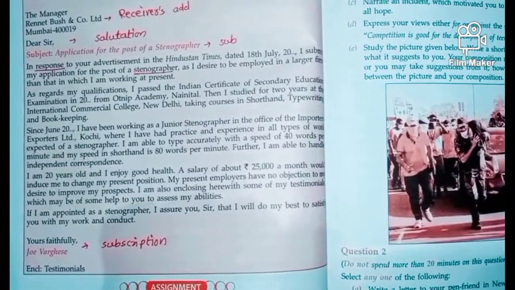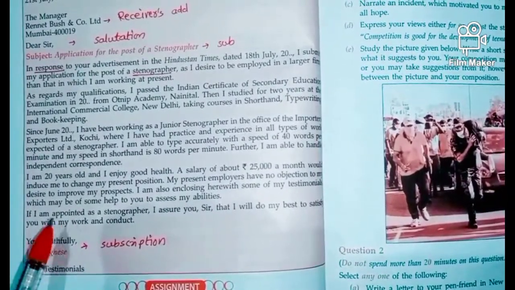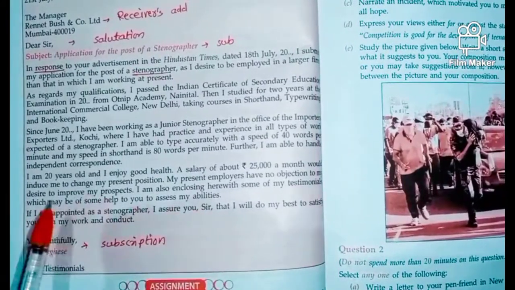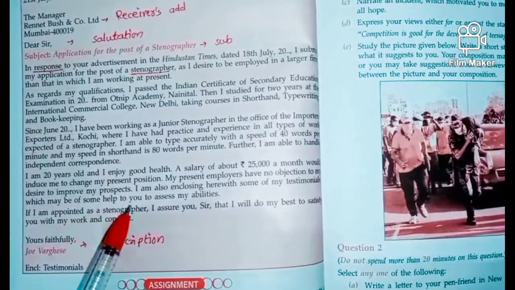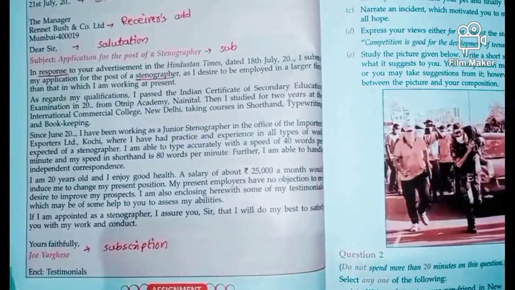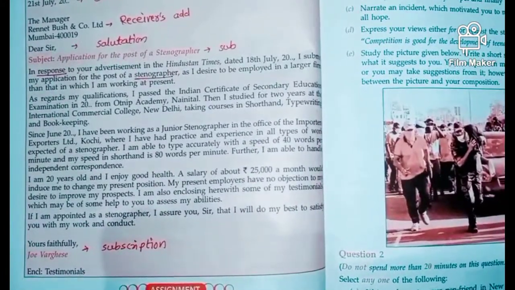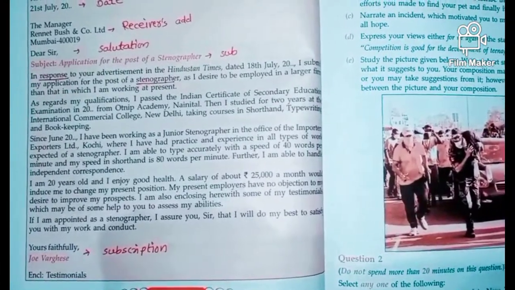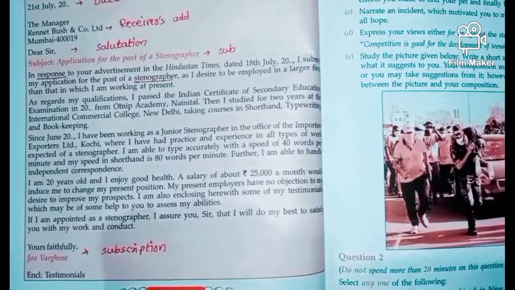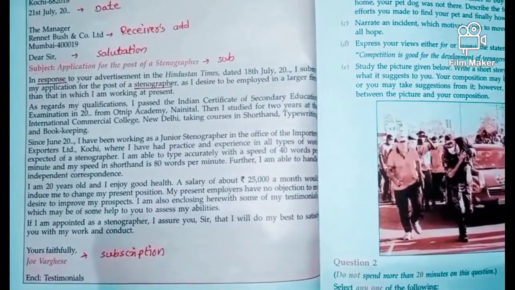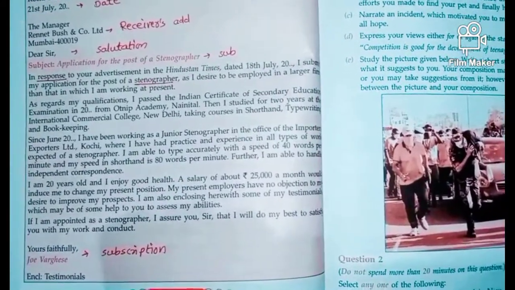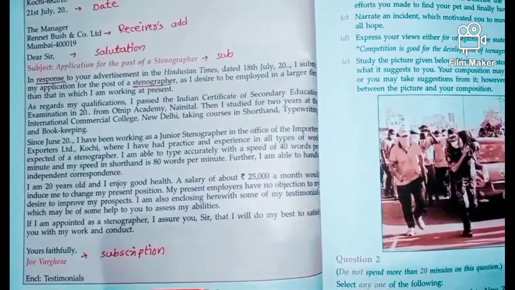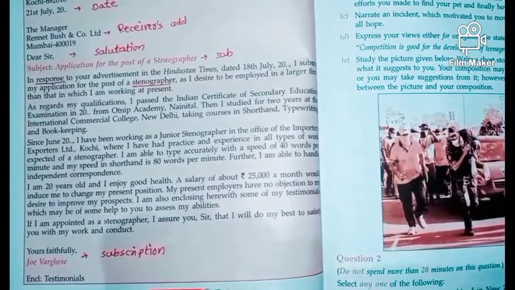My present employers have no objections to my desire to improve my prospects. I am also enclosing herewith some of the testimonials which may be of some help to you to assess my abilities. So in the last paragraph, it states how much salary you expect, and then you are enclosing some of the certificates that you have already mentioned here, so the company can be assured that you are a well qualified person.